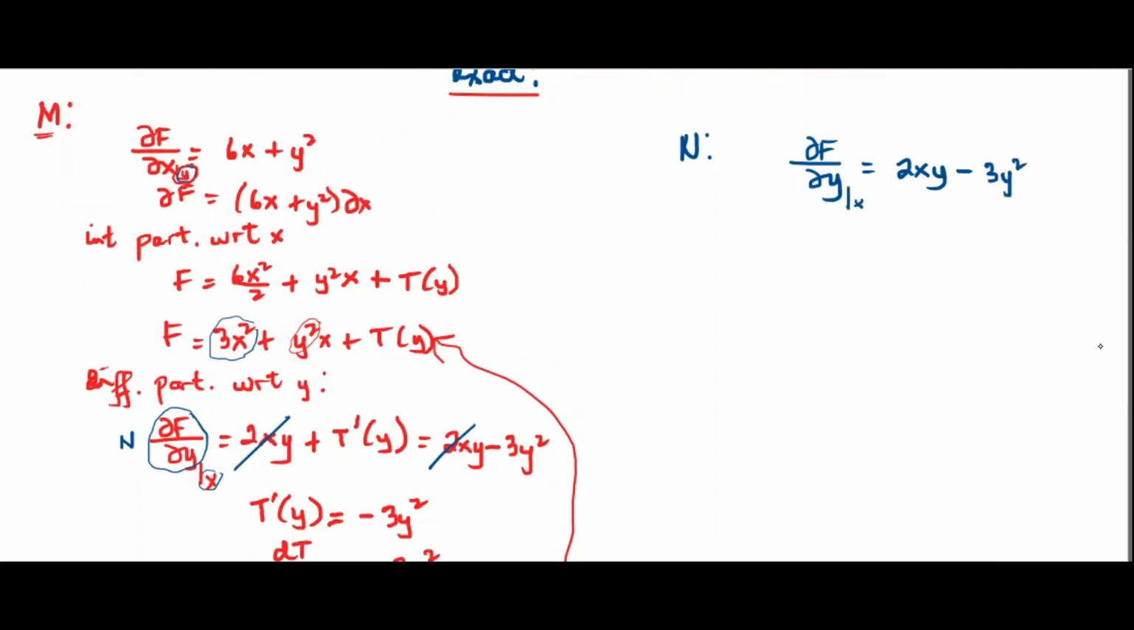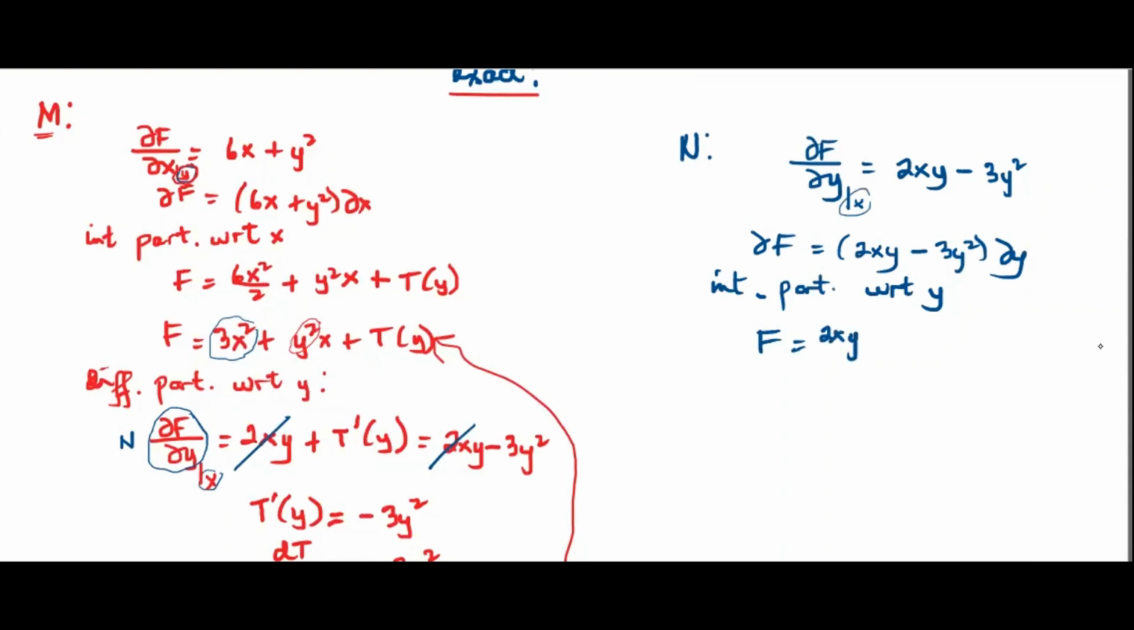Here, I will treat x as a constant. Pagka pinross-multiply ko, partial of f is equal to 2xy minus 3y squared partial of y. And I will integrate partially with respect to y. So, the integral of partial of f is f, and that is equal to, you will treat x as a constant, ilalabas mo lang siya. And then integrate y squared over 2. Tama? Minus 3y cubed over 3 plus constant of integration.